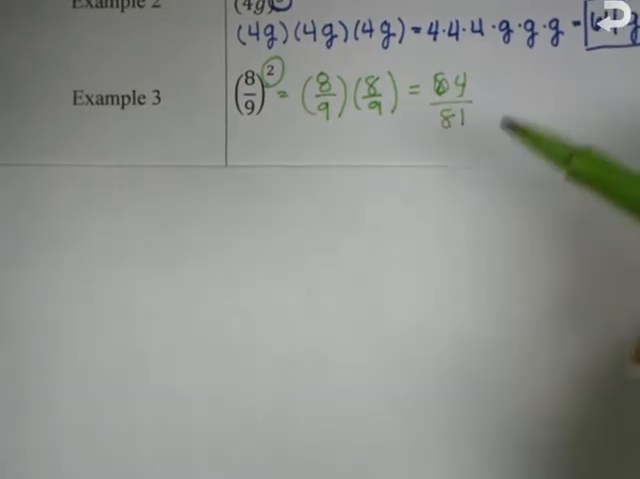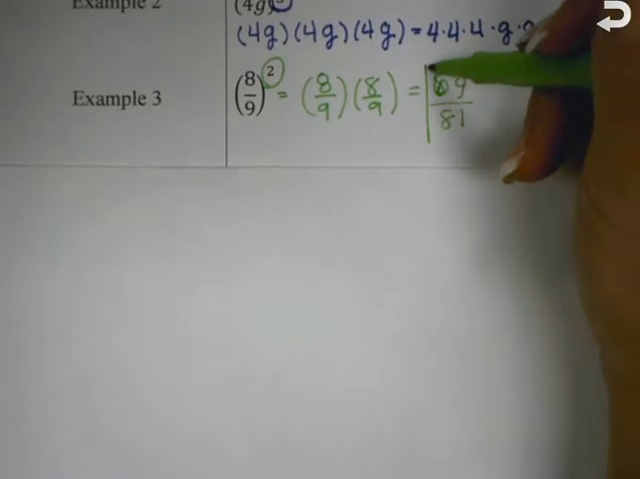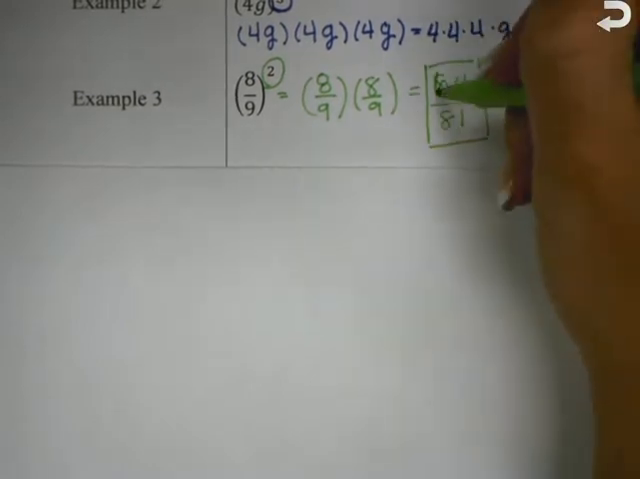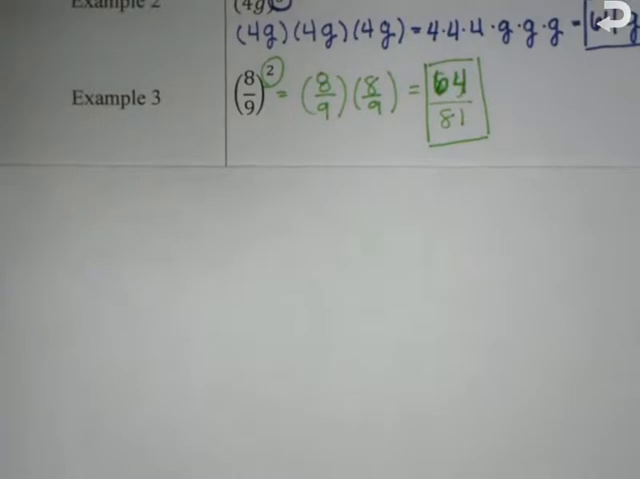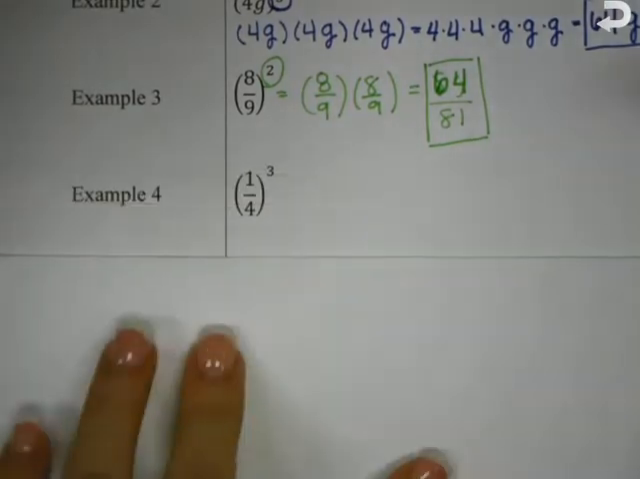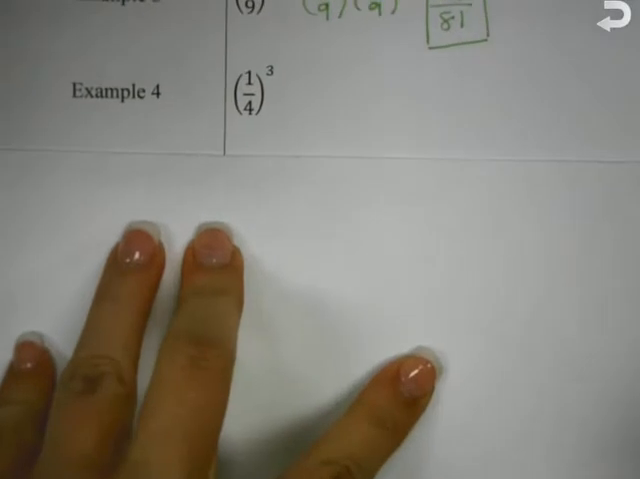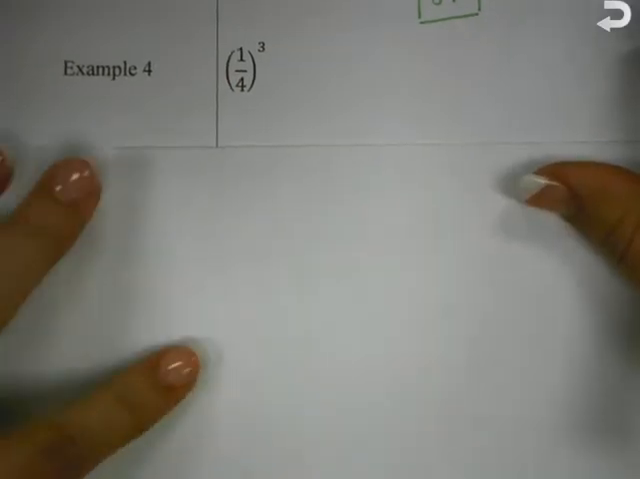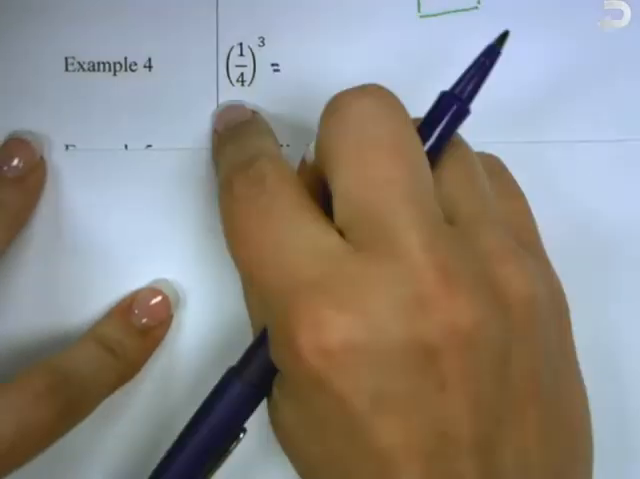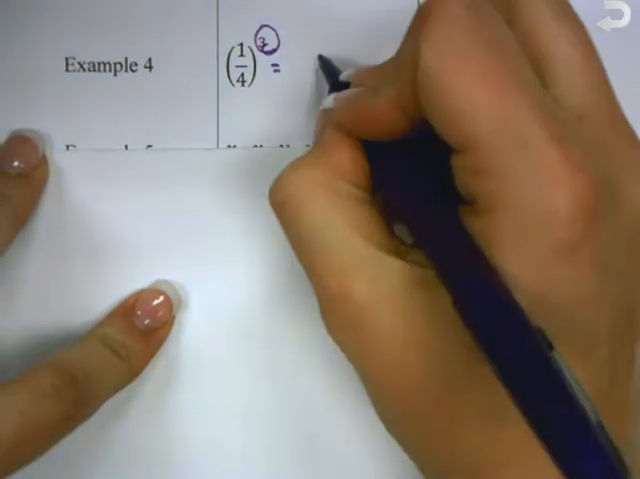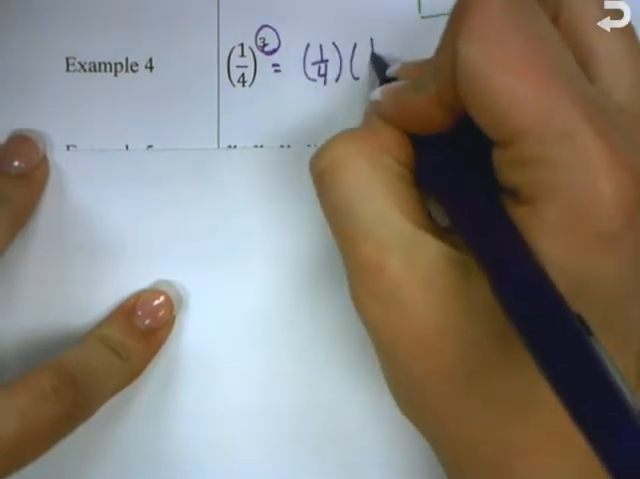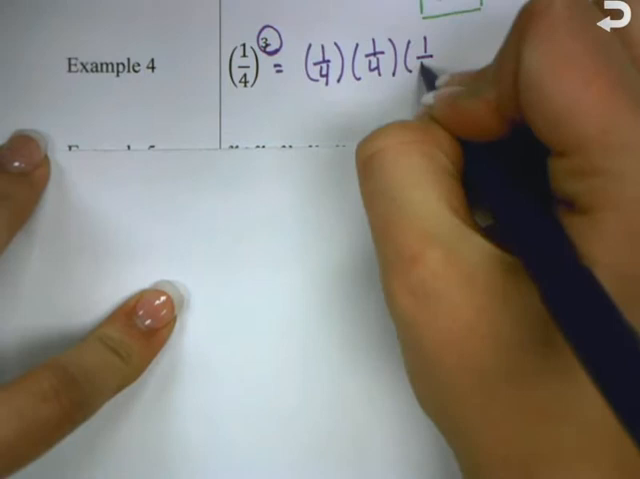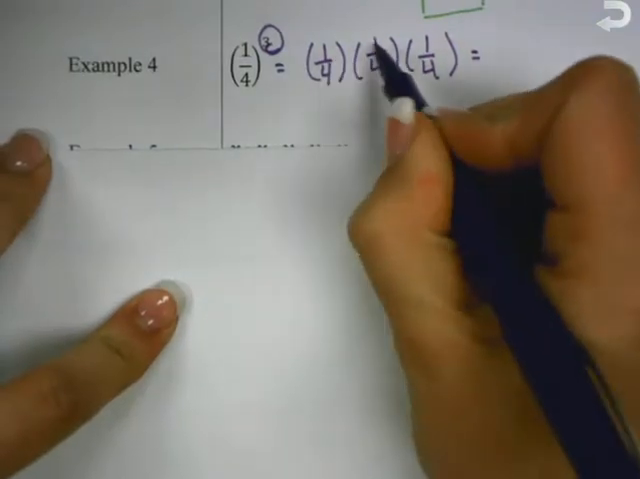Okay, so let's try another one. Example 4. We have 1 over 4 to the third power. So 1 over 4 to the third power, remember I need to multiply this guy 3 times now. So it's 1 over 4 times 1 over 4 times 1 over 4. And then I can just multiply straight across. So 1 times 1 times 1 gives me 1. And we already did this already. 4 times 4 times 4. 4 times 4 gives me 16. Times 4 again gives me 64. So my answer for this is going to be 1 over 64.